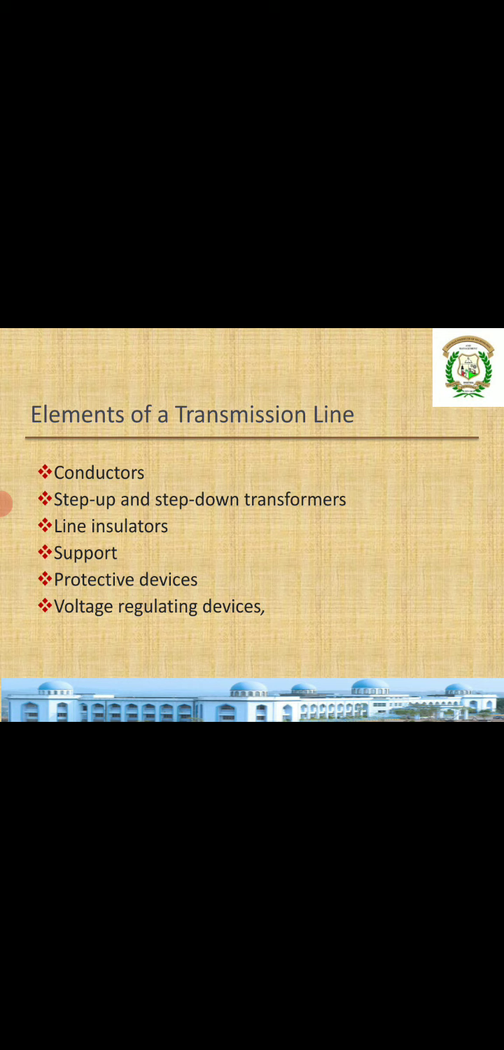Protective devices. Grounding wires, lightning arresters, circuit breakers and relays all ensure satisfactory service of the transmission lines. If lightning suddenly strikes, the line should be protected from it, so lightning arresters are required. If any fault occurs, the relay should act to open the circuit breaker. All these things are there to support and protect the transmission line.